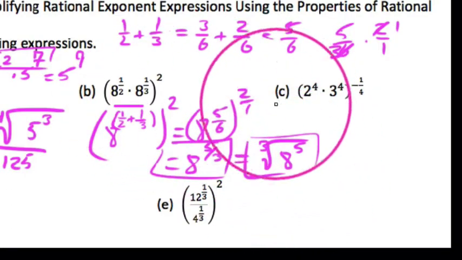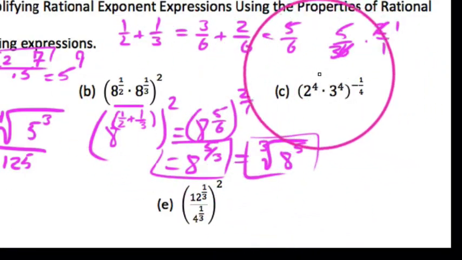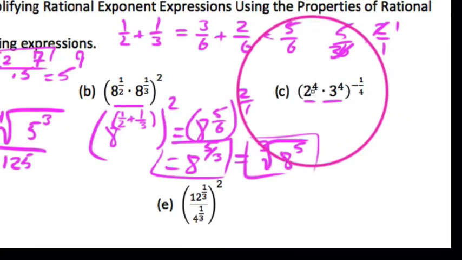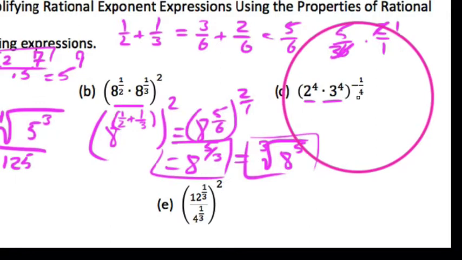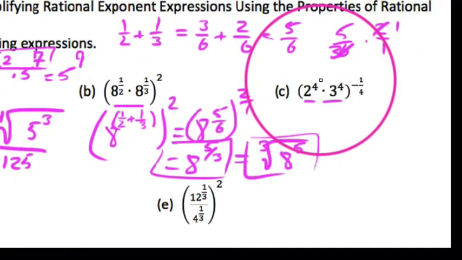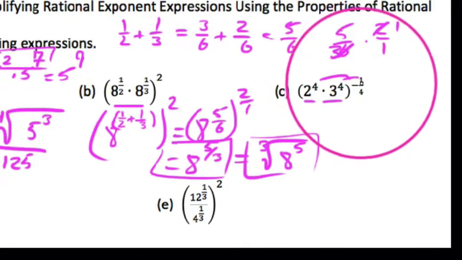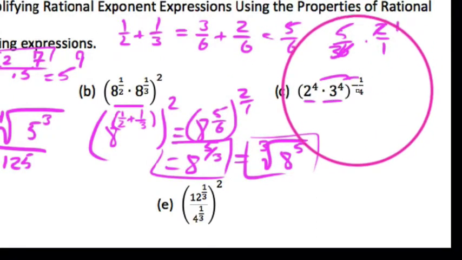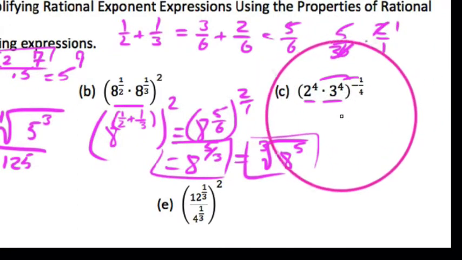Okay, so again, this same property is being utilized over here on the right, but what I want to point out here is this. I notice that I have a product here, so 2 to the 4th times 3 to the 4th, and this is all to the negative 1/4 power. A product to a power means we could actually distribute this through, and say it's 2 to the 4 times negative 1/4 times 3 to the 4 times negative 1/4.